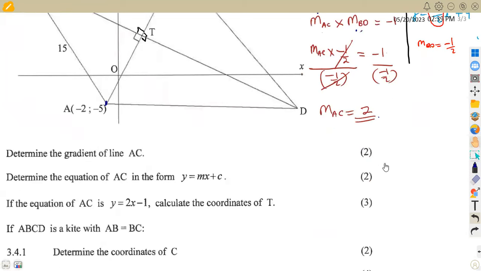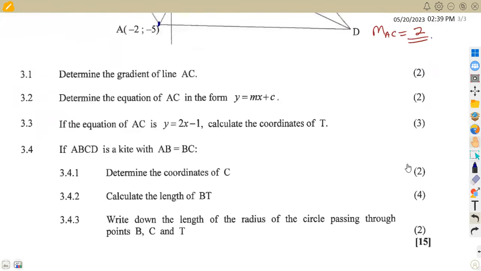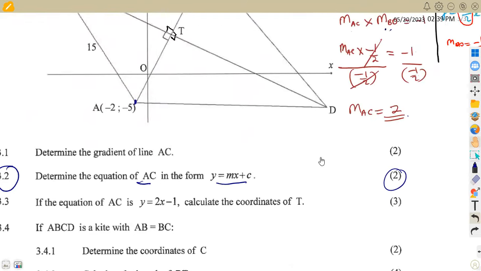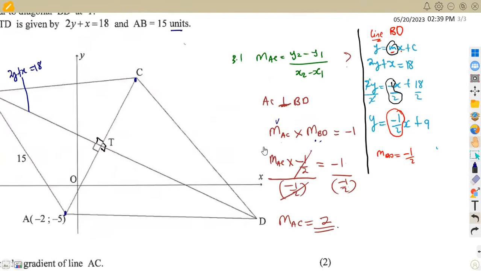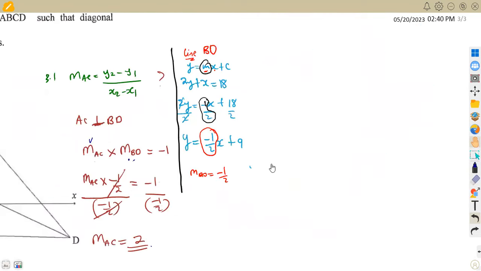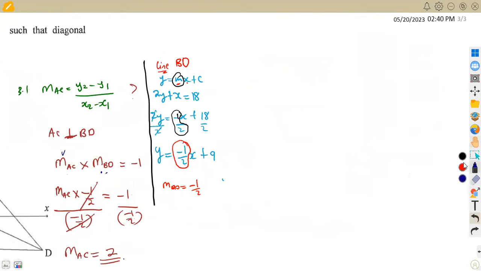All right, so this is what you're going to have. Then from 3.2, now we are given to determine the equation of AC in the form of y is equal to mx plus c, and that is 2 marks. Take note here, we have got the point that lies on AC. We calculated the gradient of AC, and there is a point lying on AC, which is the point A. So we have the gradient and we've got the point A, so we can determine the equation in this case.